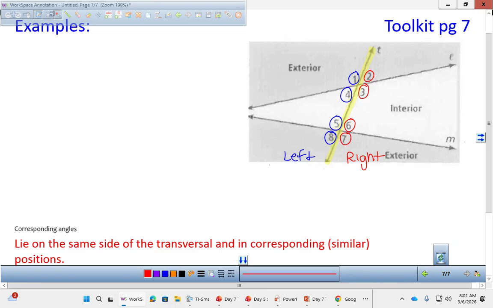So here's what I mean by that. We've got this line and this line.